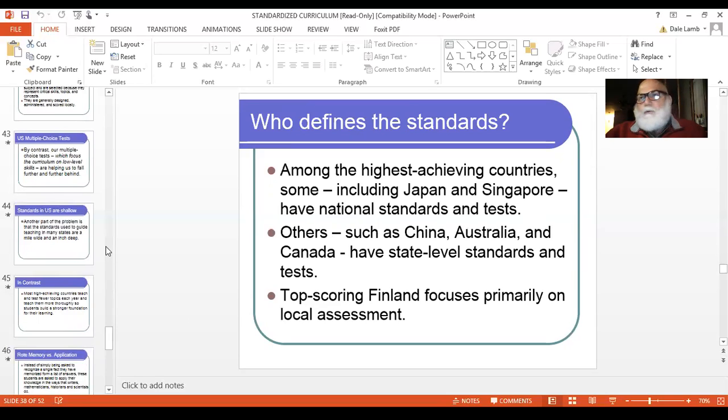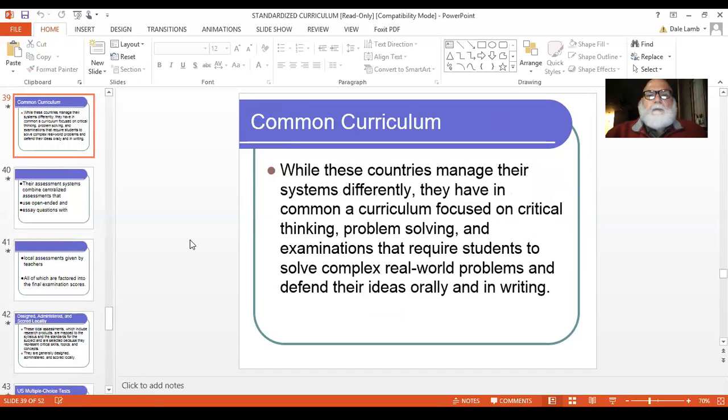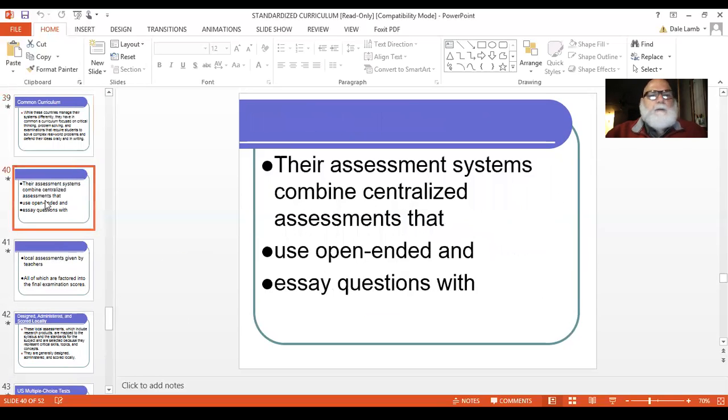And we need to make sure that we cover less material, but cover it more deeply, and make sure that we focus on 21st century skills. And we all know what those are: communication, technology, critical thinking, problem solving, real world problems, those kinds of things.